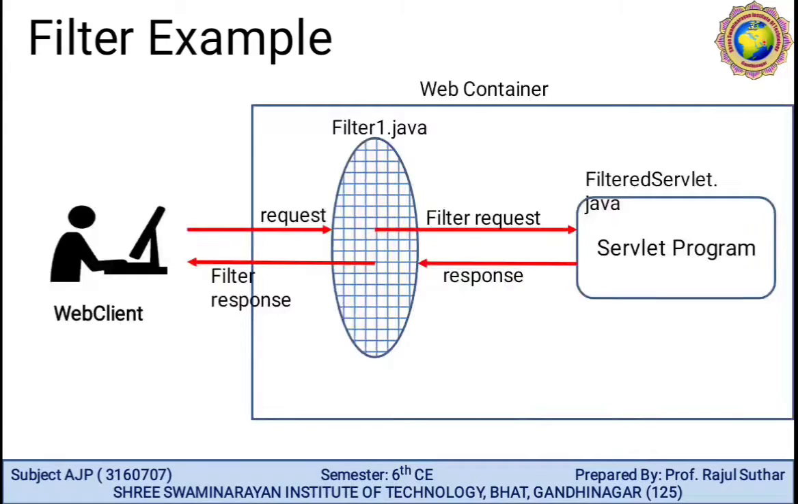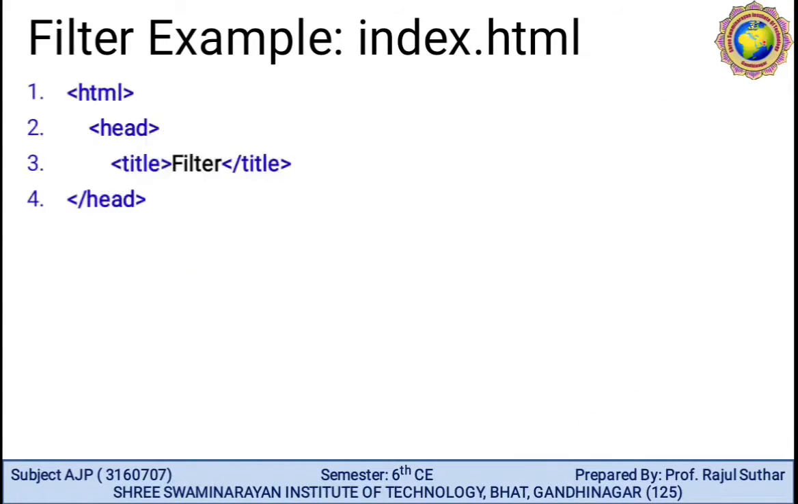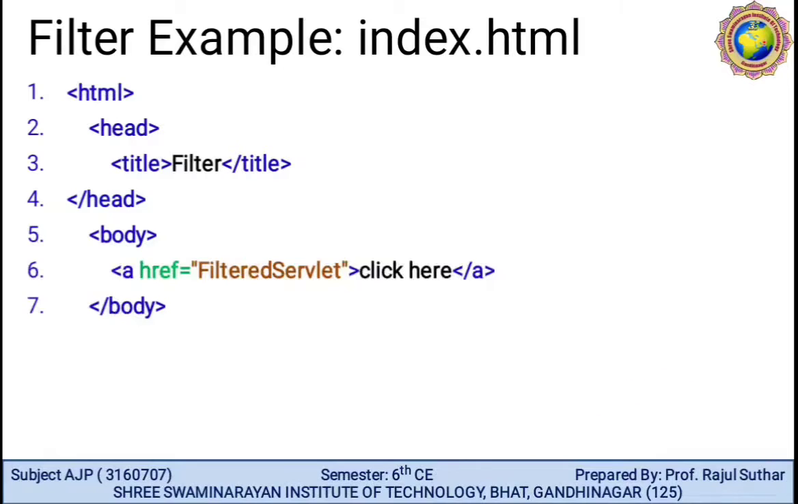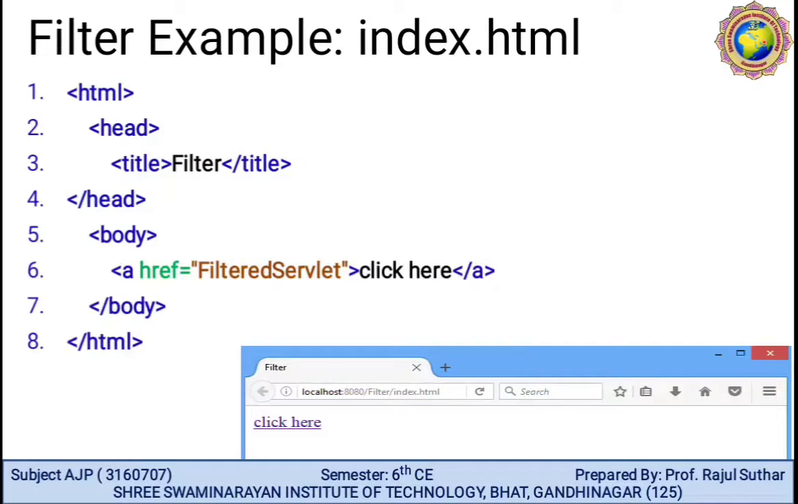So in Filter1.java, the web container, this class we merge with the index.html file. In the index only, I write the name of the title like filter, and one link, filter servlet. By clicking on the href, just click on this link, click here.